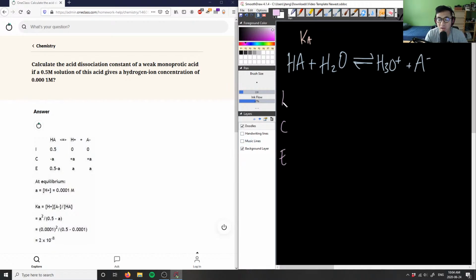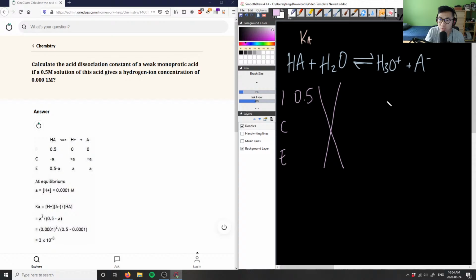ICE table stands for initial, change, and equilibrium. We have a 0.5 molar solution of acid here, so initially the concentration of our weak monoprotic acid is 0.5 molar. So we can write 0.5. We don't care about the water in this case. We can X out that entire column, because water in solution is a special compound that doesn't contribute to my equilibrium constant.